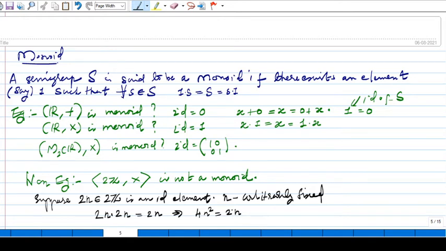The element 0 would be the identity element, but that is not true. n cannot be 0. If n is 0, if you multiply with all elements, you will get 0 only. You will not get back the same element, right? n times 0 is 0, not n. So 0 is not an option. So n not equal to 0, then we can cancel this out.